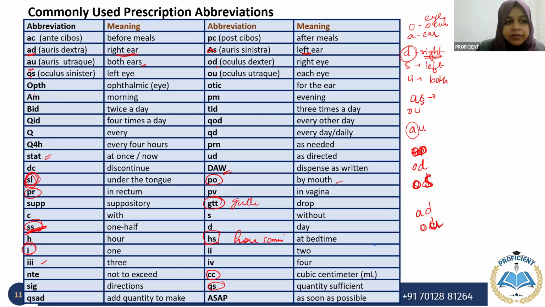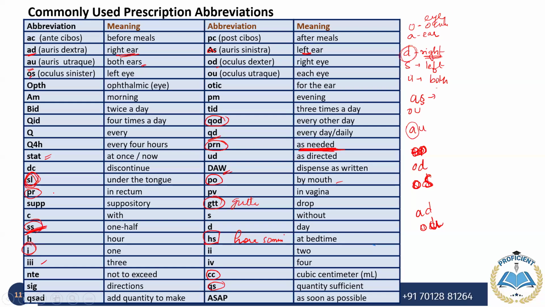AM, ante-meridian, right? Morning. PM is evening. We know this. BID, QID, TID, right? We all know this. QOD is every other day. QD is every day. PRN is as needed. PRN is what? As needed. Important. PRN is as needed, right?